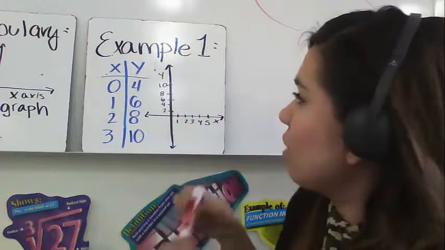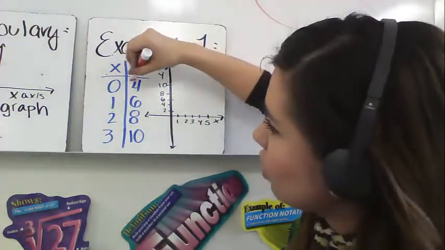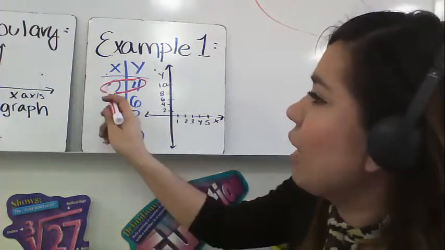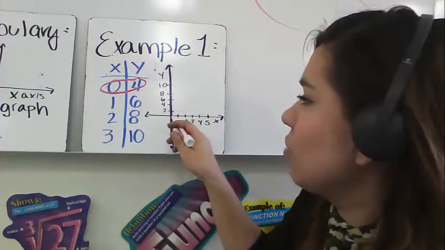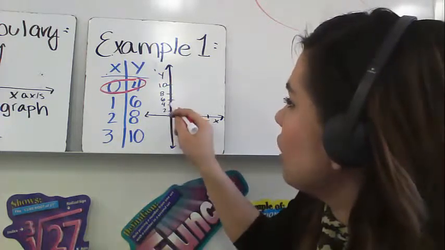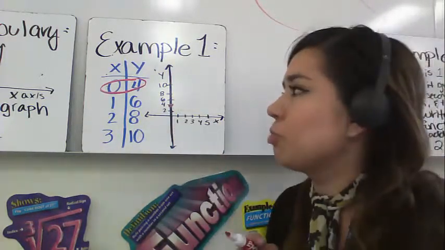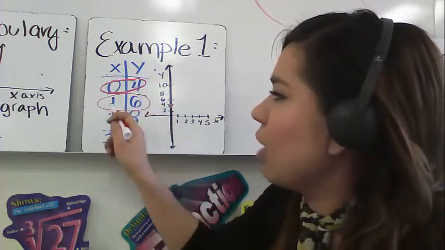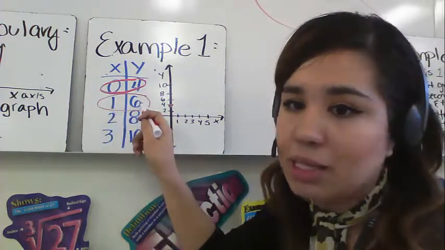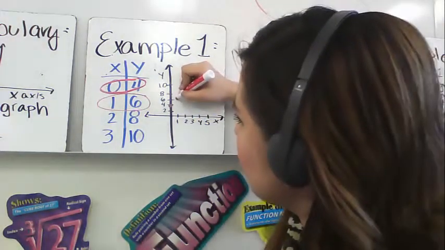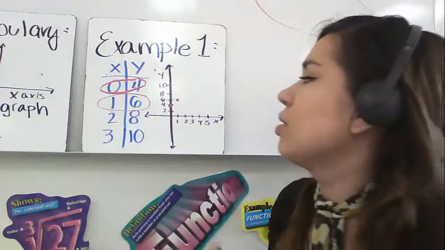So now I can start graphing this. So we have a coordinate 0, 4. I'm going to go ahead and graph this. Remember, x values first. So I go to 0, and then my y is 4. So I'm going to go up to 4, and here is my first point. Now I'm going to graph the second one, 1, 6. So my x is 1, my y is 6. I'm going to go ahead and go to 1, up to 6, and here is my next point.